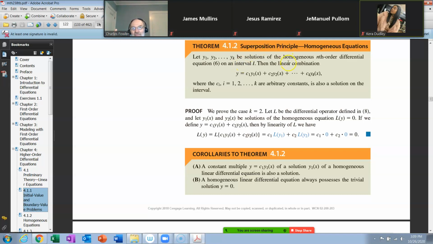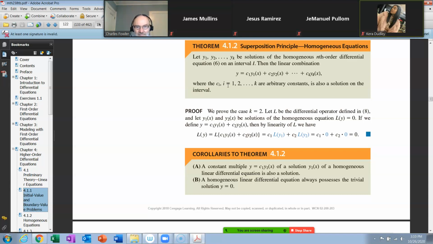Then if each of those was a solution, any linear combination of them would be a solution. Y is equal to C1 times the first one, plus C2 times the second one, plus C3 times the third one, all the way up to Ck times the kth one, where your C sub i's, i from 1 through k, are arbitrary constants. They're also solutions for that differential equation on that same interval.